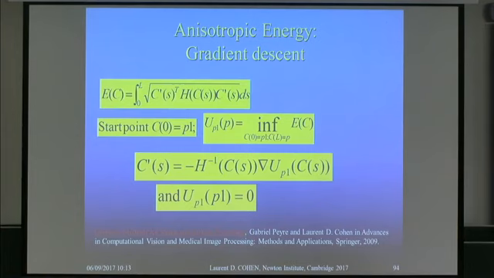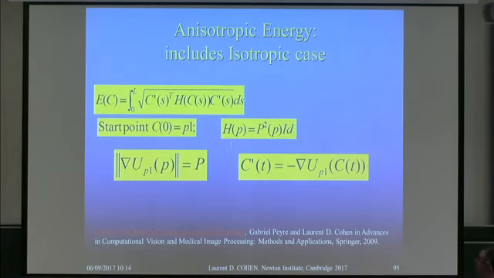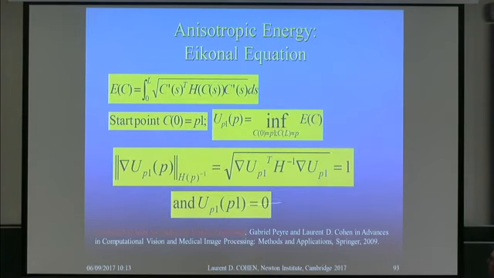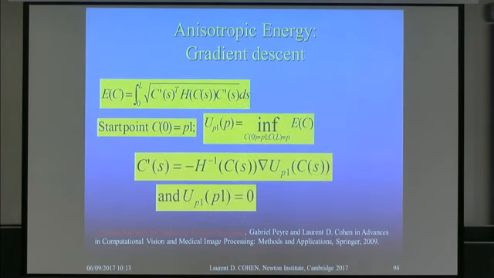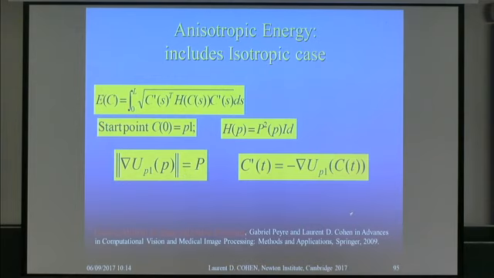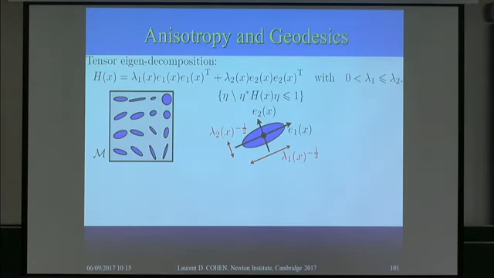So these formulas are in the special case where H, the local tensor metric, is proportional to the identity. It means that it has no preferred orientation, and you can see that the two equations that we had before come back exactly to the eikonal equation we had at the beginning for the isotropic case.